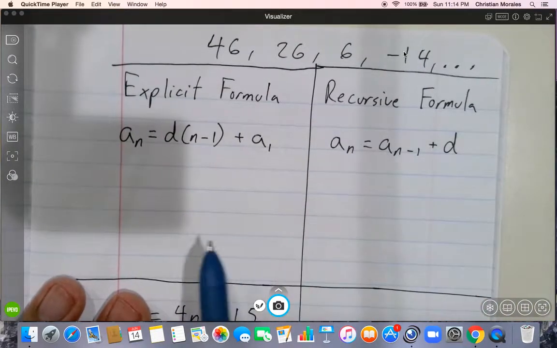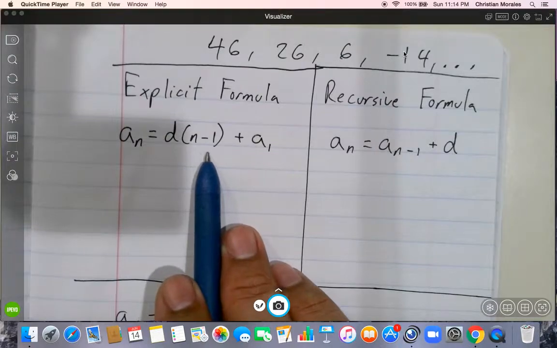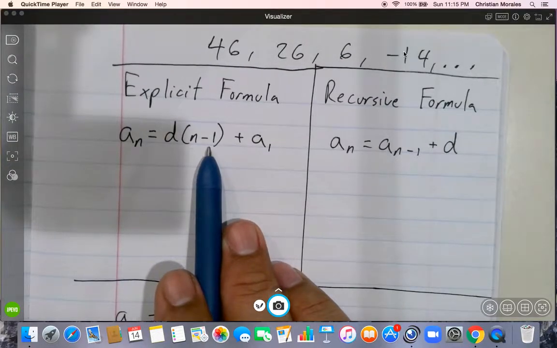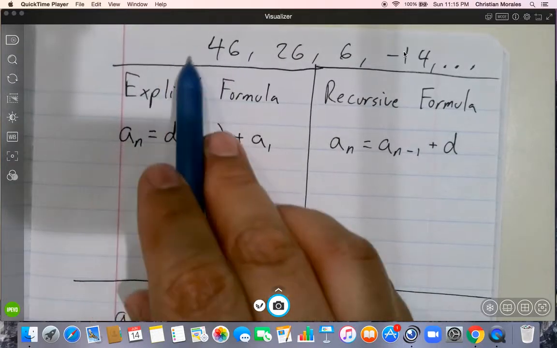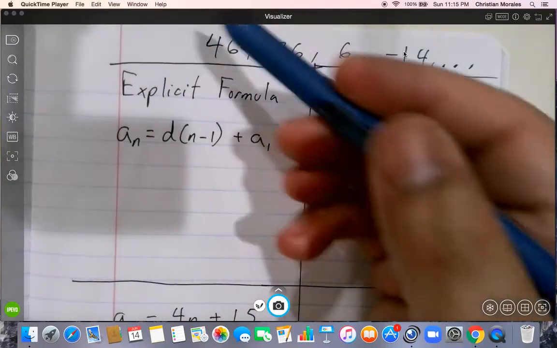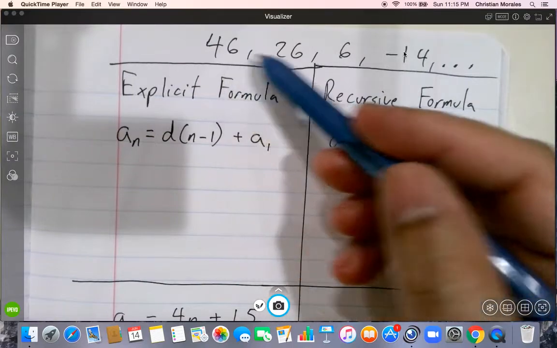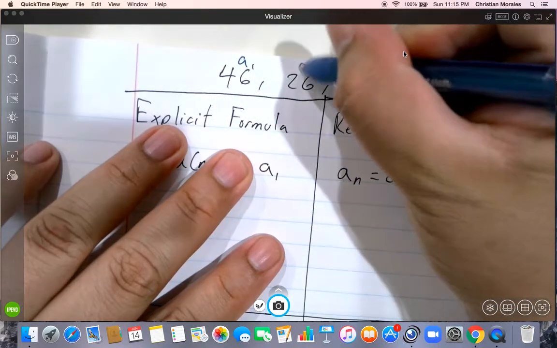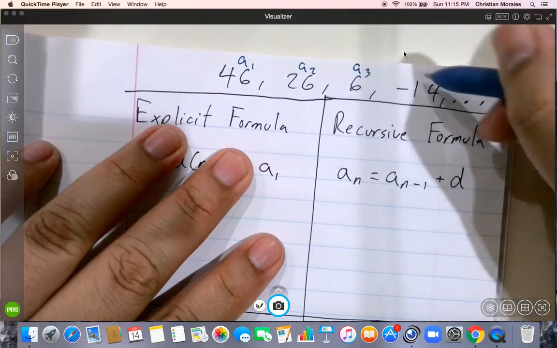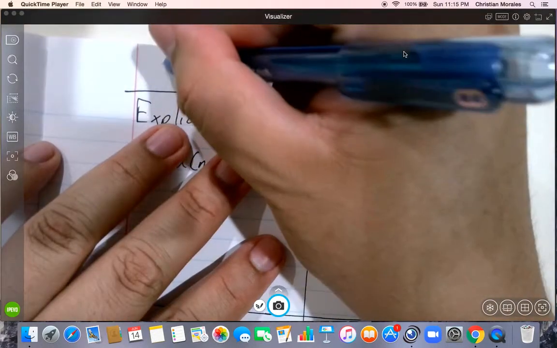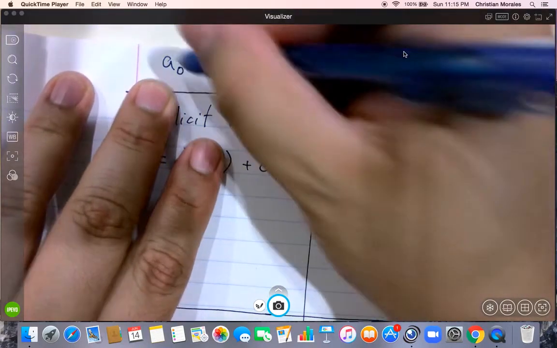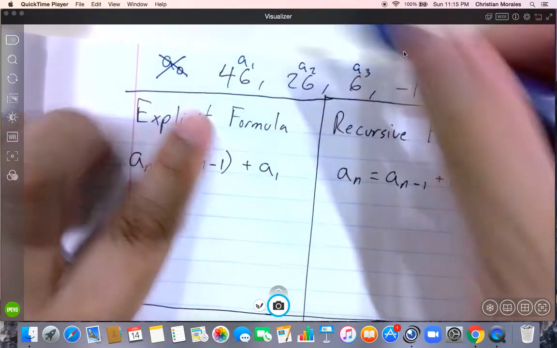Now, if you notice this whole n minus 1, the reason it's an n minus 1 and not just an n is because there is no zero term. There is no a0. There's a1, a2, a3, a4, right? Like I showed you earlier. But there is no a0. Now, if you're in my class before, we used to pretend there was, and we would find it. But this book doesn't have you use it, so we're not going to find a0.